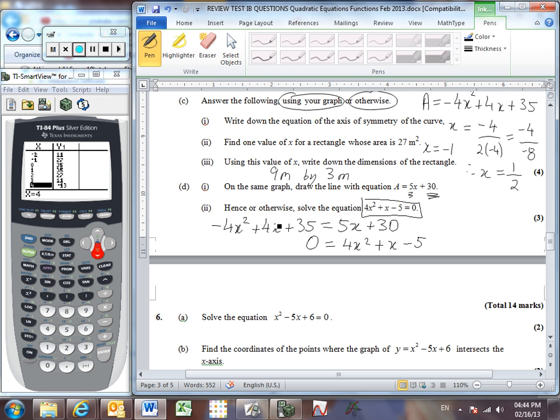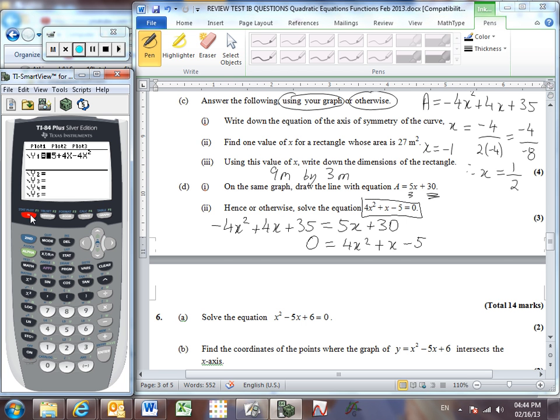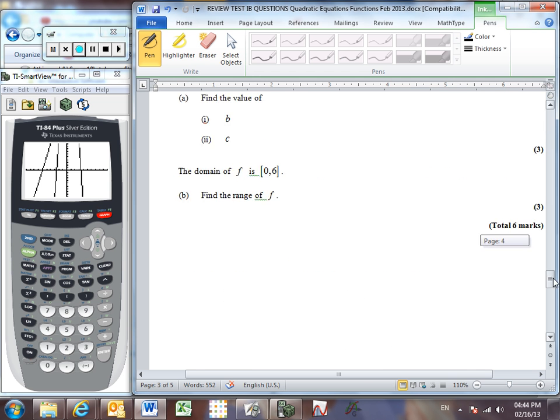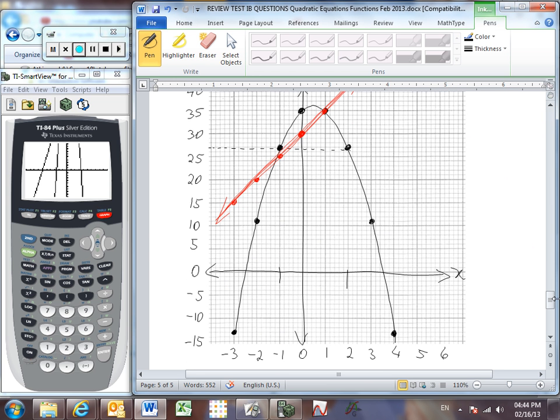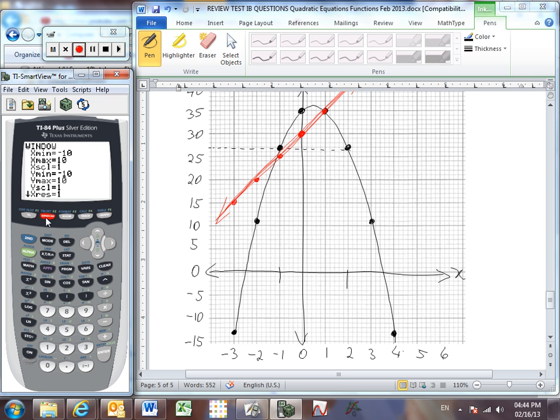So a good way of doing this then might be to add the equation of the line, which is 5x plus 30. Now at this moment, if I graphed, I wouldn't see what I want to see, because I haven't adjusted my window accordingly. I can see that based on my graph, I want my window, the x values, to go from negative 3 to positive 4, and I want my y values to go from, say, negative 15 to, say, positive 40. So let's adjust the window.